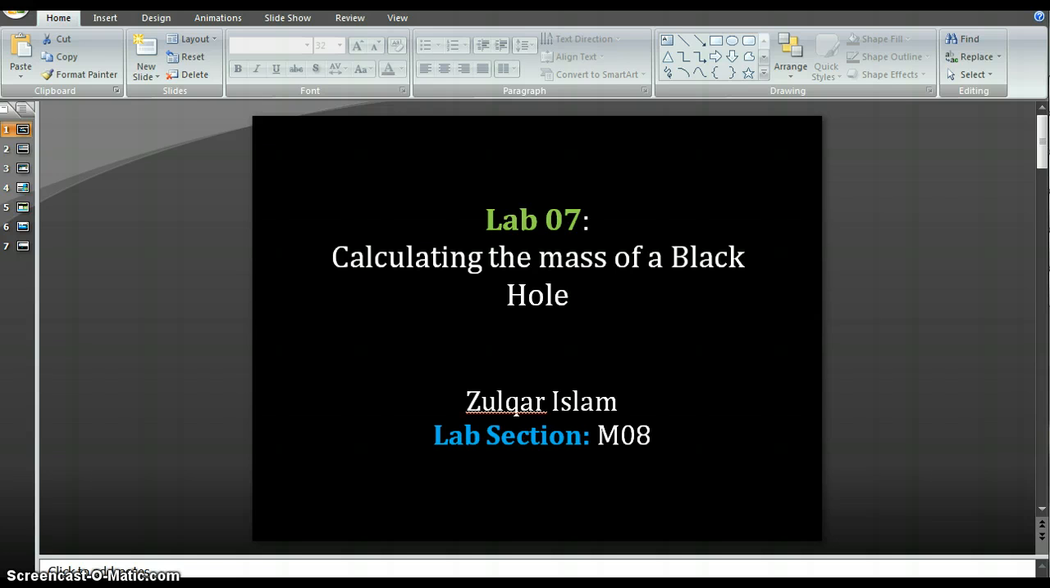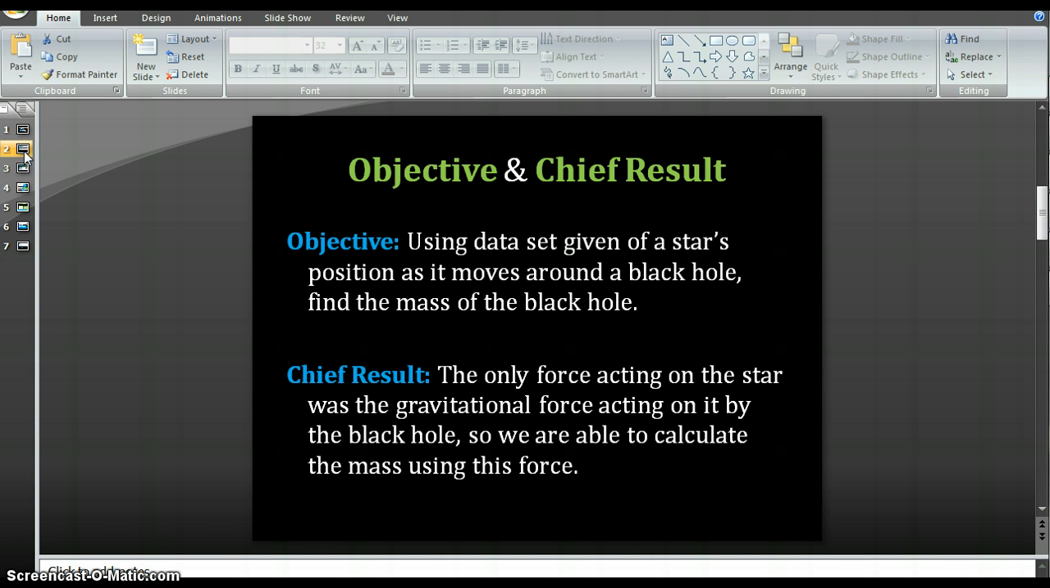So this week's lab was on calculating the mass of a black hole. My name is Zulqar and I'm in lab section MO8. The objective for this lab was to calculate the mass of a black hole, and to do this we were given a data set of a star's position as it orbits around that black hole.